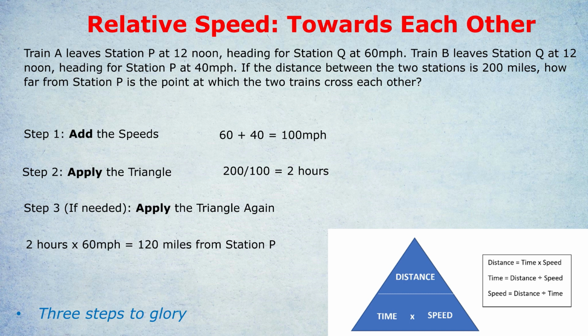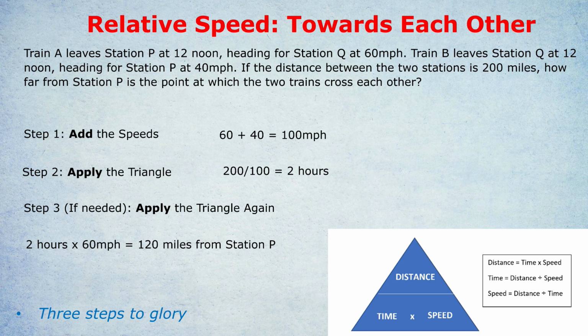Some of you are thinking, couldn't we have used the other train? Yes, we could. It would have been 40 miles an hour times 2, giving us 80 miles, but that would have been 80 miles from station Q, so 120 miles from station P. So the answer is 120 miles from station P.